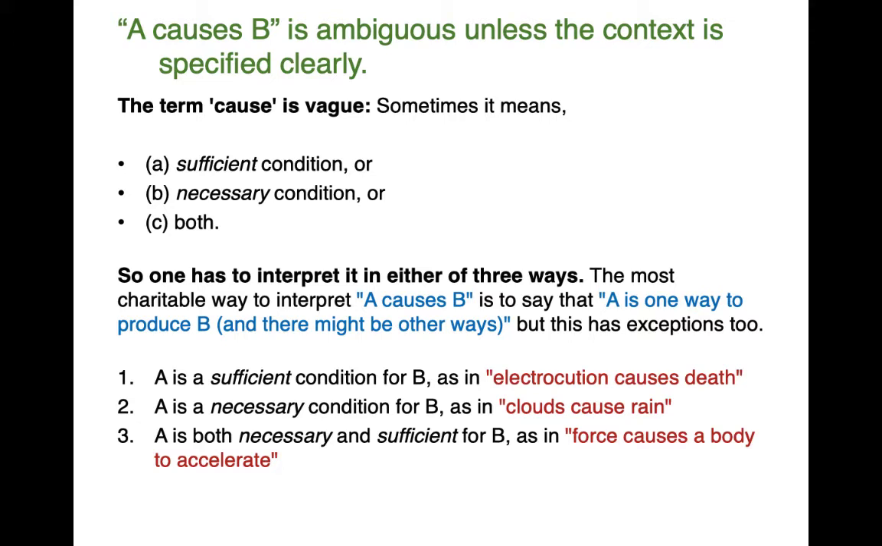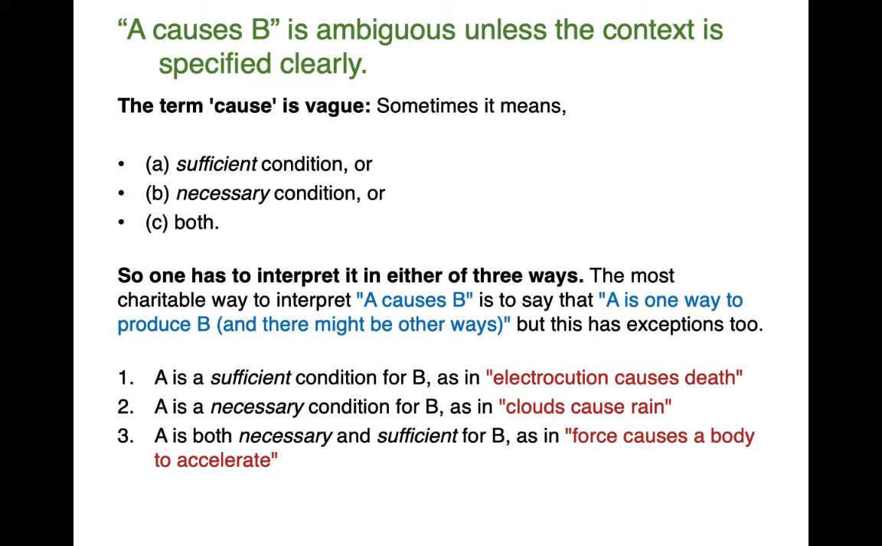We could consider a cause as a sufficient condition or a necessary condition, or both a sufficient and necessary condition. Recall that we talked about this a little bit in Chapter 1. So you have to interpret the term cause in either of these three ways. The most charitable way to interpret A causes B is to say that A is one way to produce B. And there might be other ways, but even that has exceptions as well.